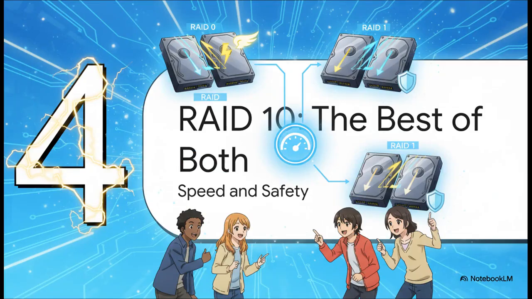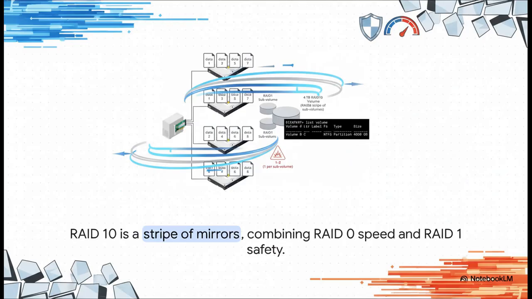So, what if you want it all? What if you demand the insane speed of RAID 0 and the rock-solid redundancy of RAID 1? Can you have your cake and eat it too? Yes, you can. Let's talk about RAID 10. Now, you'll hear people call it RAID 10, but it's much more helpful to think of it as RAID 1 plus 0, because that's literally what it is. It's a combination, or a nest, of 2 different RAID levels.